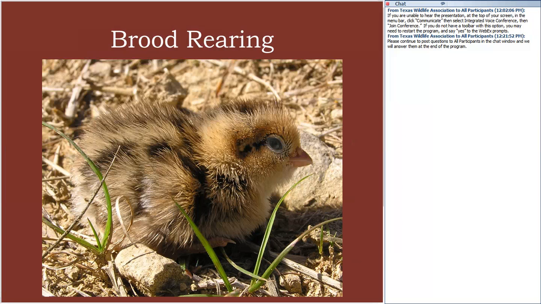That about does it for nesting, and now we'll be moving on to the brood rearing phase of quail reproduction. This is after, if you're a quail, you've had a successful hatch, and there are now little chicks following their parents around in the prairie that are able to feed themselves, but still require a little bit of help from their parents. So we'll examine some of the challenges associated with this.